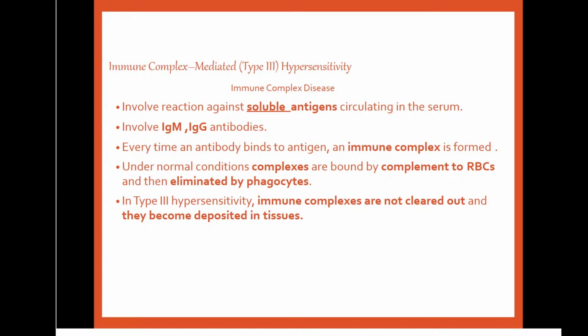So immune complex diseases involve reaction against soluble antigens circulating in the serum, involve IgG antibodies and C3, C4 components of complement. Every time an antibody binds an antigen, an immune complex is formed. Under normal conditions, complexes are bound by complement to red blood cells and then eliminated by phagocytes. In type 3 hypersensitivity, immune complexes are not cleared out and then become deposits in tissue.